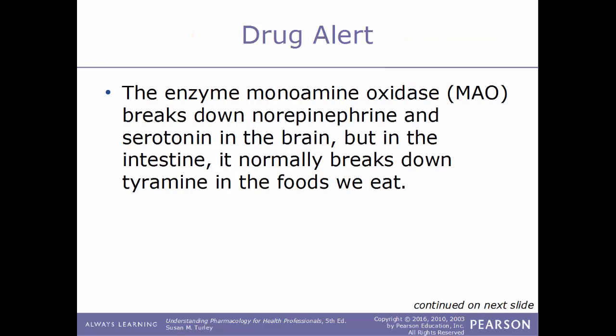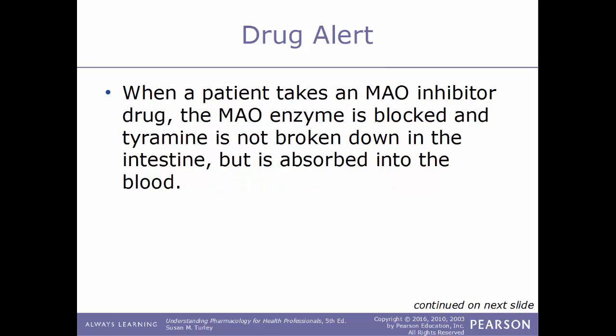The enzyme monoamine oxidase will break down norepinephrine and serotonin in the brain, but in the intestines, it normally breaks down tyramine that's found in the foods we eat. Now, when a patient takes an MAO inhibitor, the MAO enzyme is blocked and tyramine is not broken down in the intestines, but instead it gets absorbed into the blood.